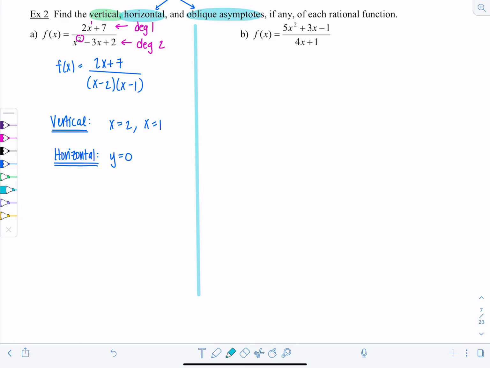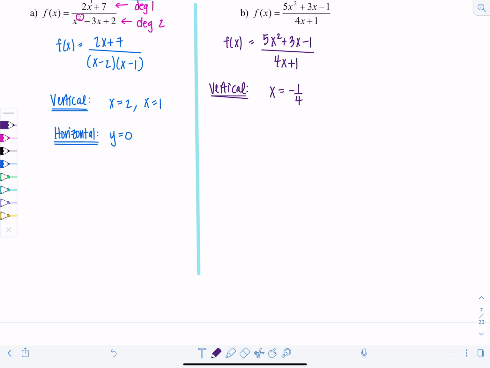Okay, next example. F of x equals 5x squared plus 3x minus 1 over 4x plus 1. Okay, so let's see here. Can I simplify or factor the numerator at all? It doesn't look like it, right? So f of x is 5x squared plus 3x minus 1. Nope, that won't factor. Over 4x plus 1. So here we go. Let's find the vertical asymptotes. Looks like there's only going to be one. It's wherever the denominator would equal 0. So that would be at x equals negative 1/4. Okay, what about horizontal?